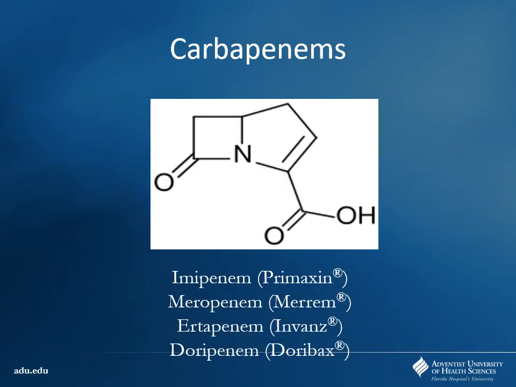Okay, up next we have the Carbapenems. These are like the nuclear bombs of the group here, right? So we have a couple of them. We have Imipenem, we have Meropenem, we have Ertapenem, and then Doripenem.